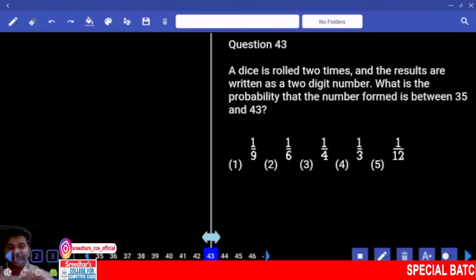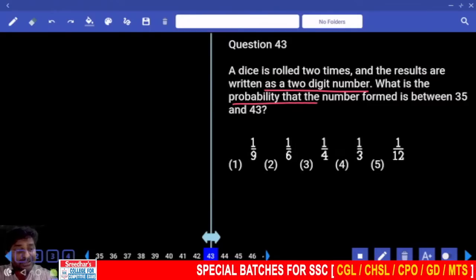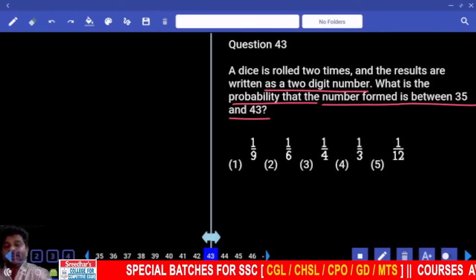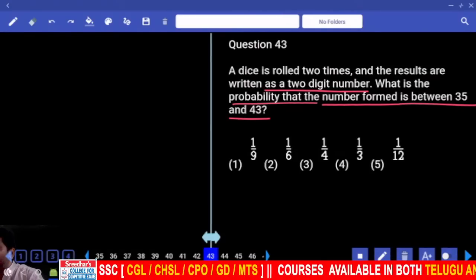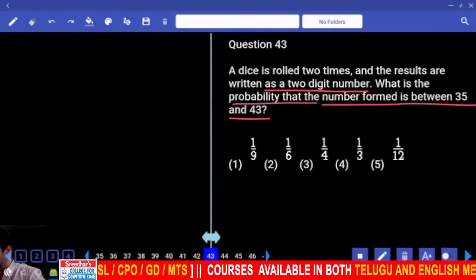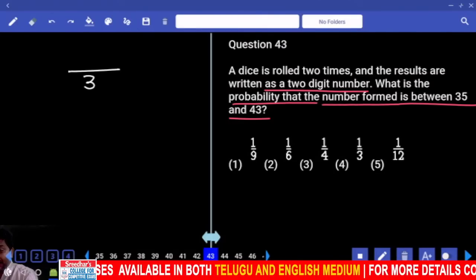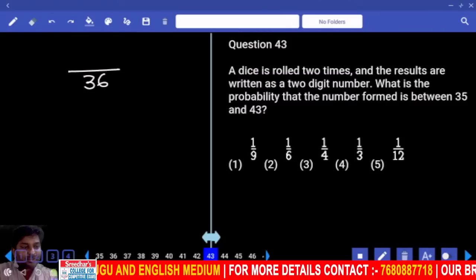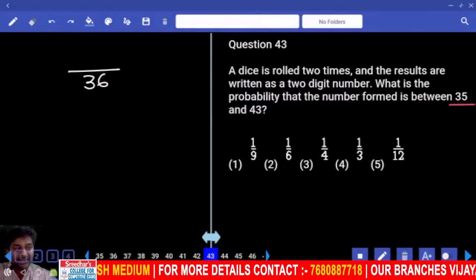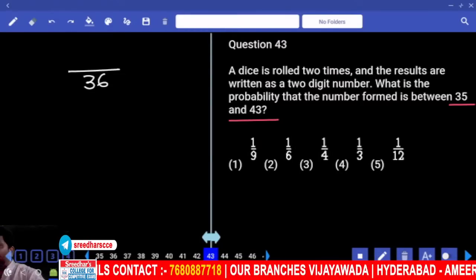A dice is rolled 2 times and the results are written as a 2-digit number. What is the probability that the number formed is between 35 and 43? If a dice is rolled once, how many possible outcomes do we get? 6. If it is rolled 2 times, 6 square, how much is that? 36. These are the total number of outcomes. Am I right? Now the favorable condition must be that the number is between 35 and 43. Between 35 and 43, how many numbers will be there?